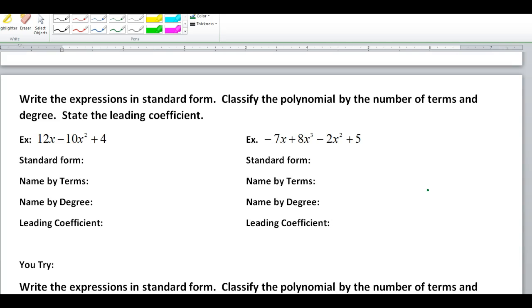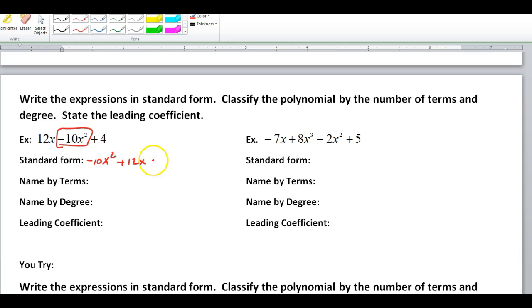So let's look at a couple of examples here. Example 1. What we want to do is write the expressions in standard form, classify the polynomial by the number of terms and the degree, and then state the leading coefficient. So we look here, what term has the highest exponent? This one here. So when we go to write it in standard form, not only do we have to keep in mind the term, but the sign of the term also. We always take the sign to the left of the term. So we're going to start with negative 10x squared. Then we're going to go in descending exponential order. So negative 10x squared followed by positive 12x. Since it's positive, we're going to add it.